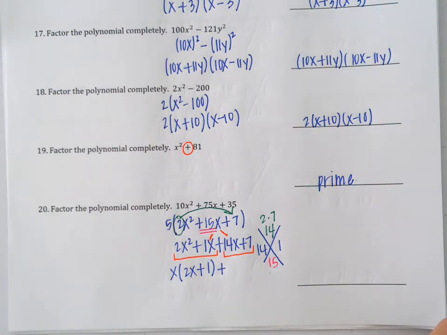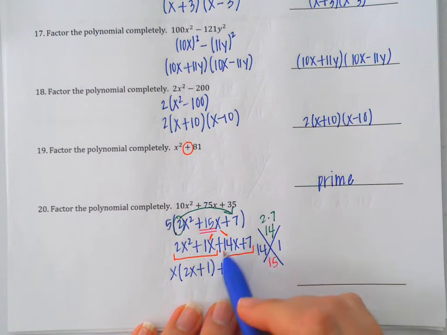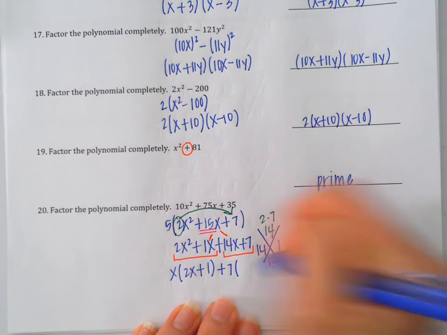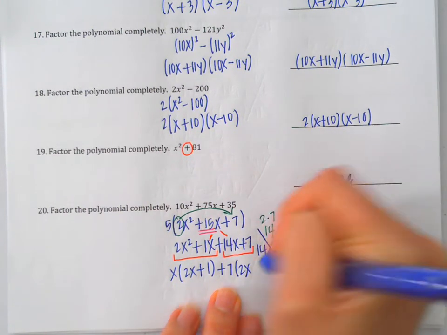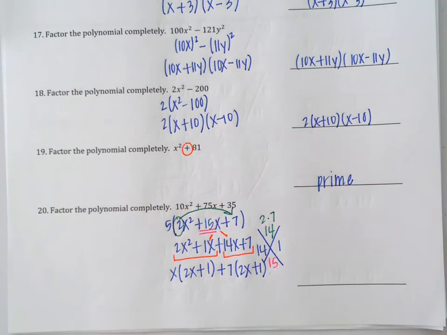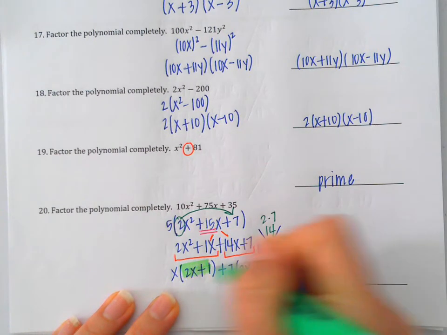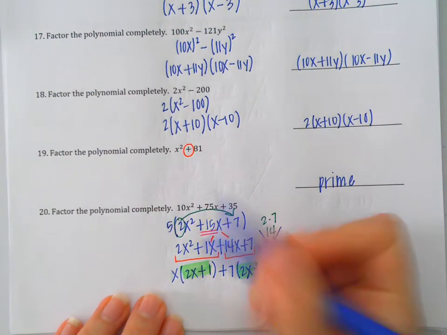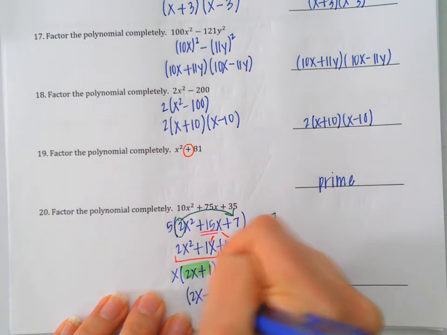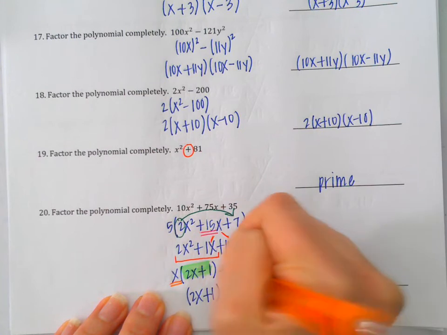And then what goes into 14x and 7? Well, look at the smallest number. Does 7 go into 14? It does. So 14x divided by 7 is 2x, and 7 divided by 7 is 1. I check, are these the same? They are, so we're good. We write that as 1, and then what's left is x plus 7.